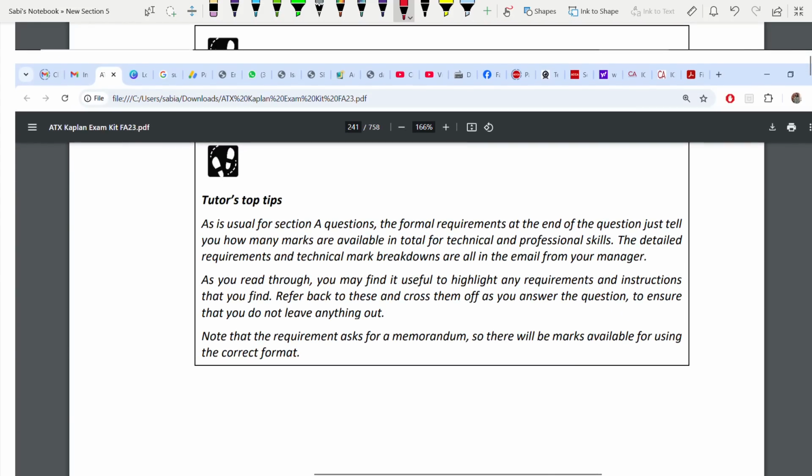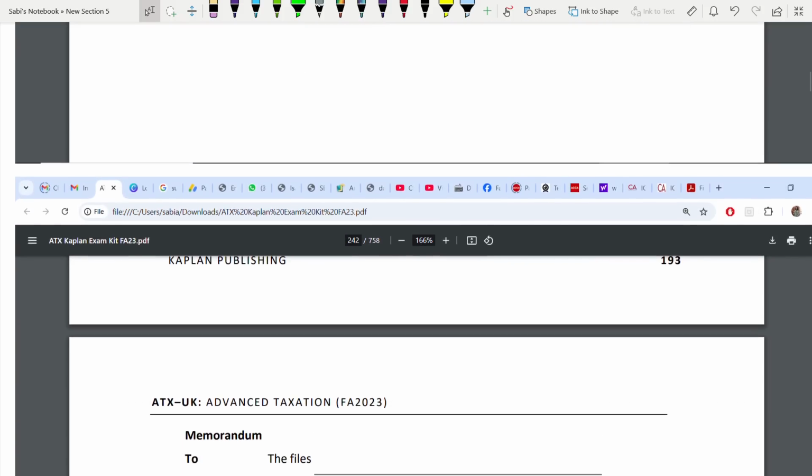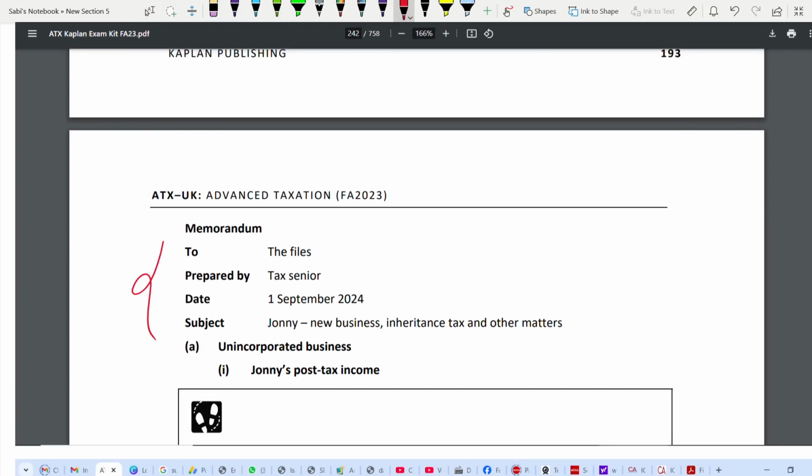So here in section A, you have to do a formal requirement memo. This is the way you write a memo. You start from whom, to whom the file is. They will give you to whom you have to prepare it. Prepared by whom? Tax senior. You are a tax senior, tax advisor, anything you can write. Date: today's date, given in the first line of the case study. And what is the subject?